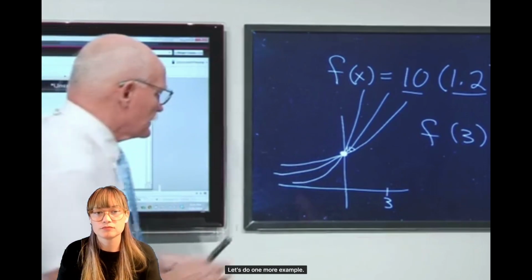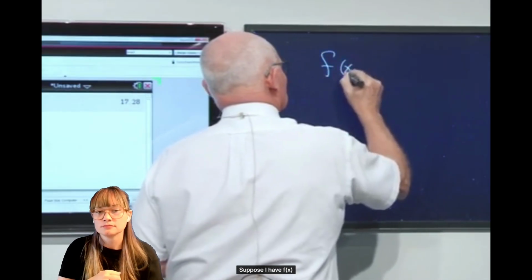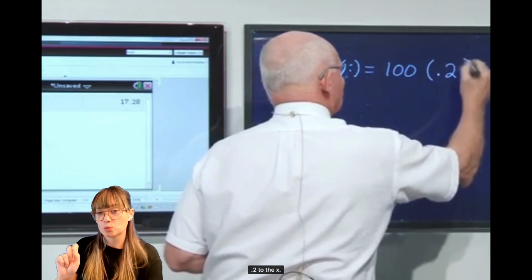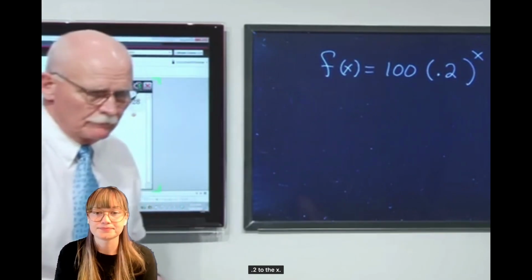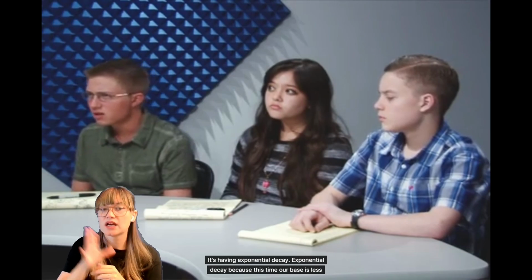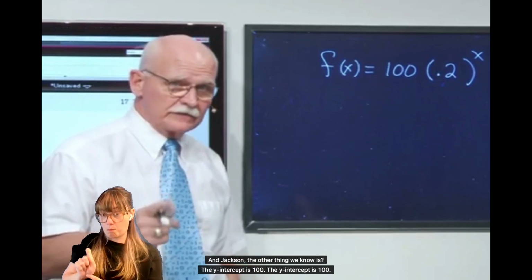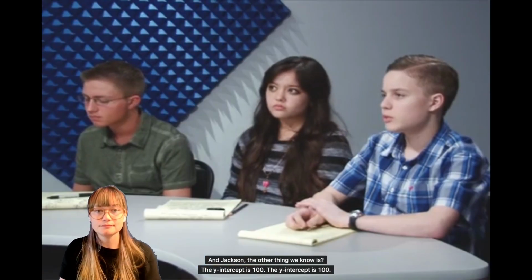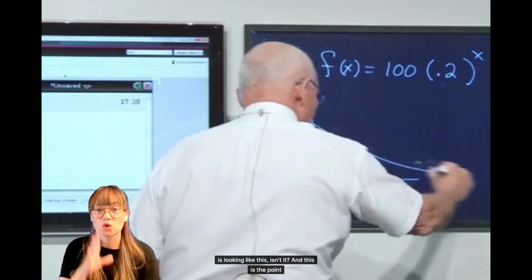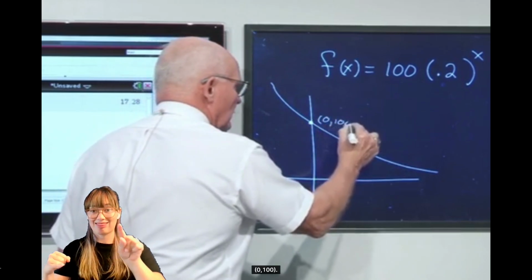Okay, let's do one more example. Suppose I have f of x is 100 times 0.2 to the x. Isaac, what's one thing you know about that function? It's having exponential decay. Exponential decay, because this time our base is less than 1. And Jackson, the other thing we know is the y-intercept is 100. So this function is looking like this, isn't it? And this is the point 0, 100.